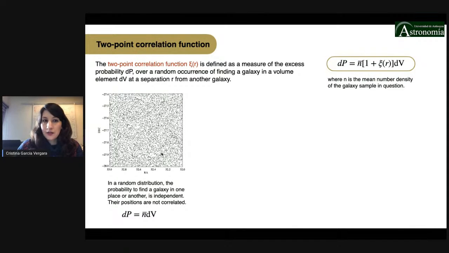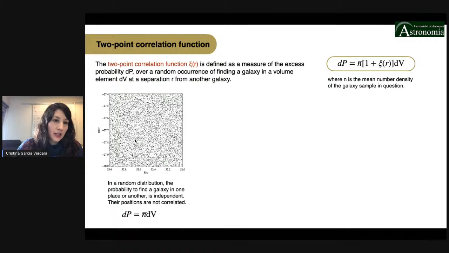Then we don't have clustering. That means that the correlation function is 0, and then this equation becomes this form here. Then the number of objects that we will find is basically defined by the average number density of objects in the universe, right?